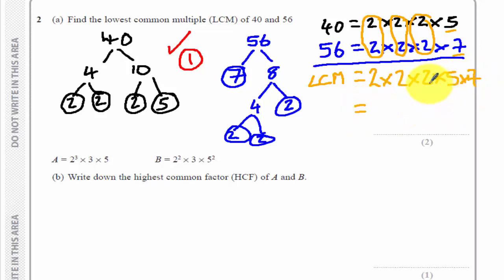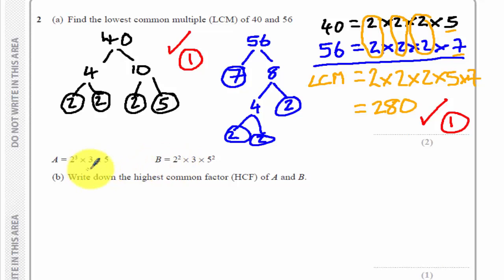So let's see what I've got. 2 times 5 here is 10. Times 7 is 70. 2 times 70 is 140. 2 40s are 280. And I have my second mark. 280 is the first number in the 40 and 56 times table.